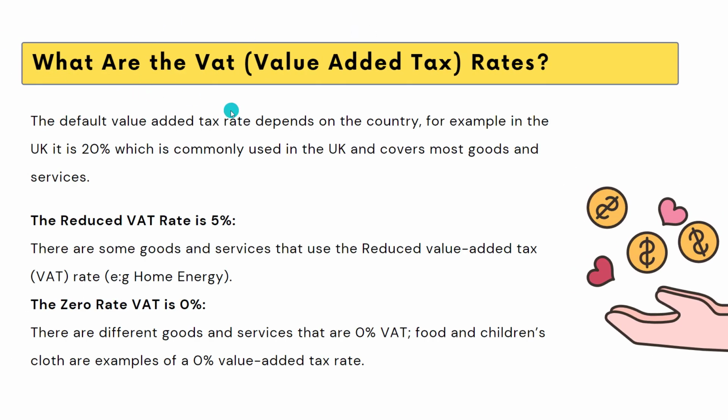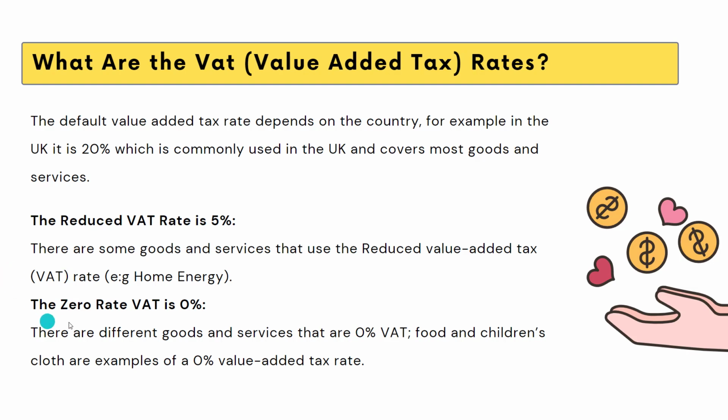Let me tell you what these VAT rates, the value added tax rates, are. In the UK, the default rate is 20% of the product that you're buying. And here we also have two other rates. One is the reduced VAT rate, which is 5%. There are some goods and services that use reduced value added tax rates, for example electricity and some other government products. At that time, the value added tax rate will be 5%.